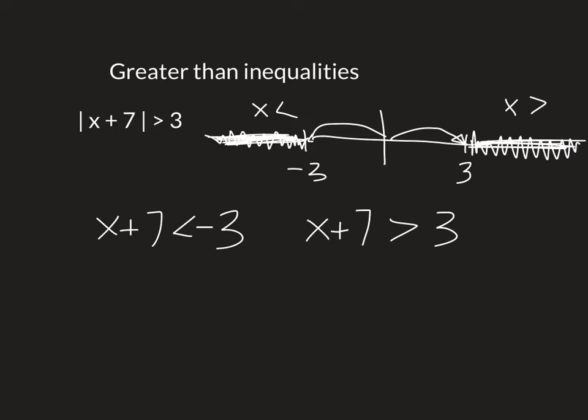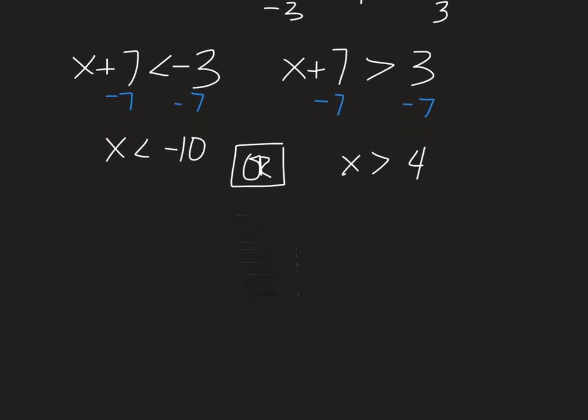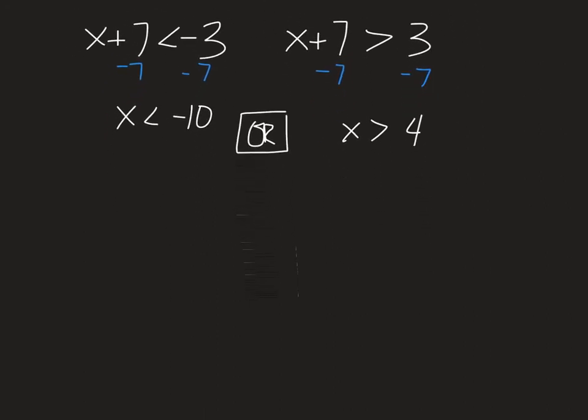So solving both of these, we get x is less than negative 10, or, and here's the key, or x is greater than positive 4. So that's your inequality, both of those things together. Either x is less than negative 10 or x is bigger than 4 is how we represent this as an inequality.